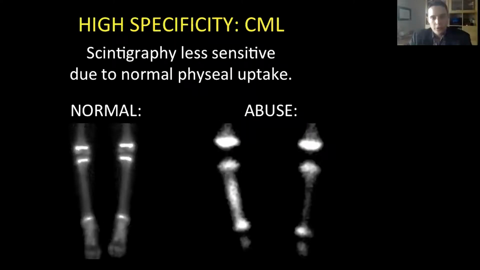So as I alluded to earlier, because of the normal uptake in the physes, as you can see in the scintigram on the left, this is a bit of a degraded image on the right, but there is abuse present, radiographically proven. It's just a little bit hard to tell exactly where it's occurring because the normal uptake at the physes is right next to the abnormal uptake that would be associated with a classic metaphyseal lesion.